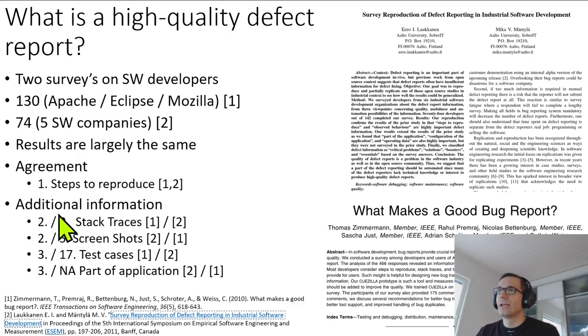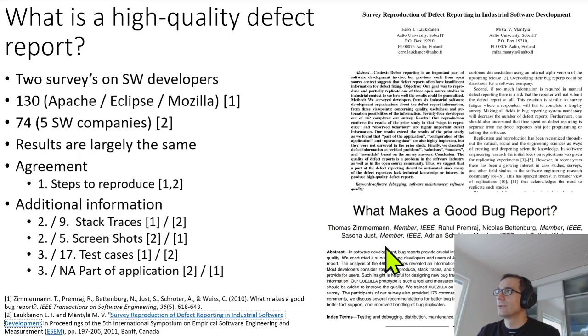So beyond steps to reproduce, there were some differences. For example, in the first survey, stack traces was the second most requested information, whereas in the later survey it was only in the 9th place. And looking the other way around, in the second survey, the second most important information requested was screenshots, which was in the 5th place in the first survey.